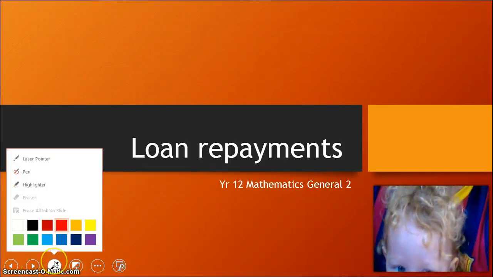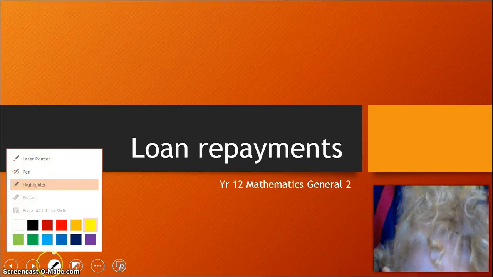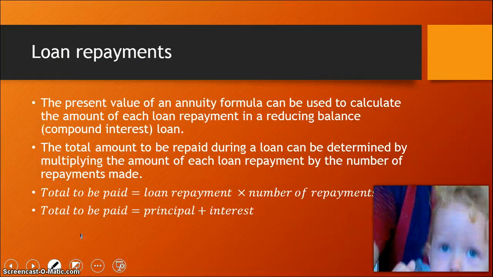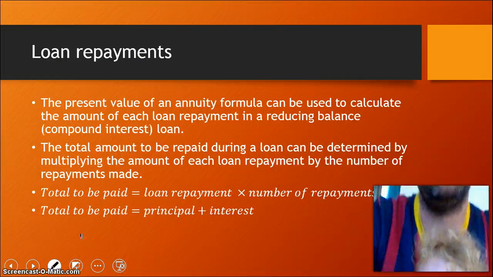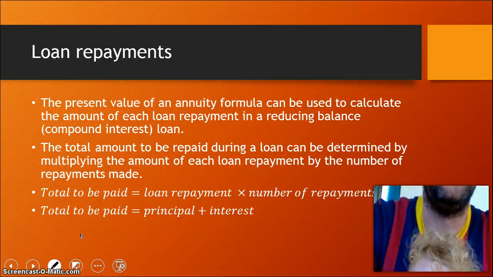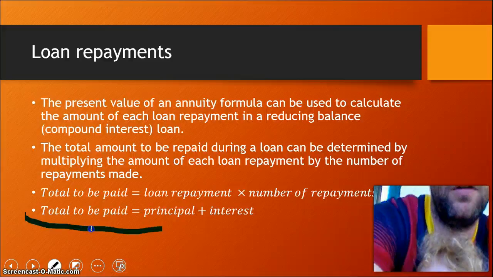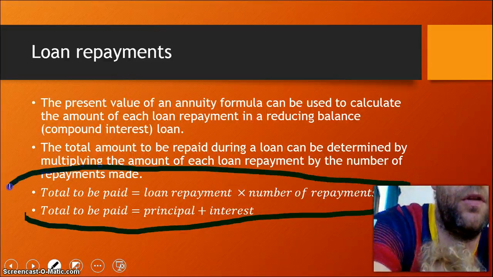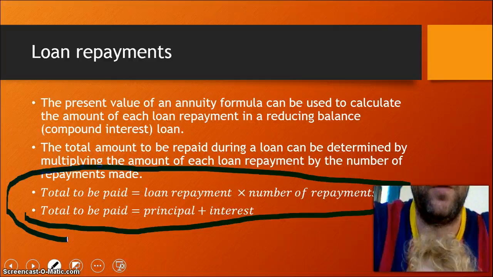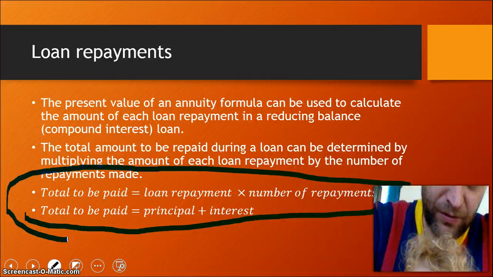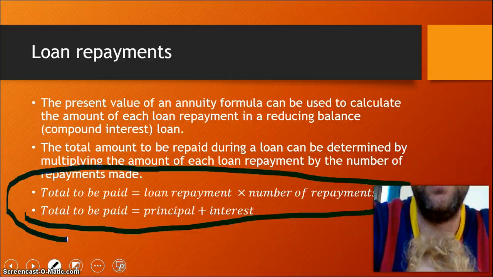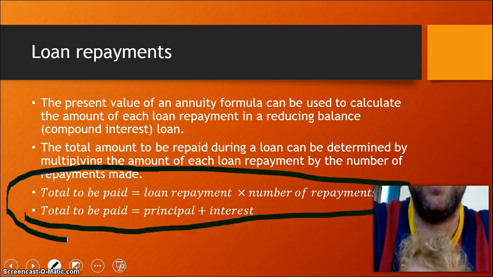So what we're going to do today is have a bit of a play with a whole bunch of different ways of doing loan repayments. Here's the notes. It's essentially a different version of the present value formula. There's a couple of key ones that your textbook uses quite a lot: working out the amount of interest, and working out the total to be paid. I'll leave that up there for a bit and we'll have a look at the next section.